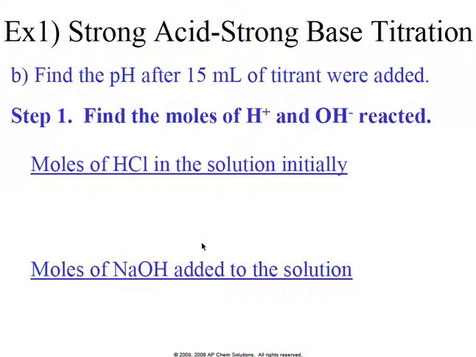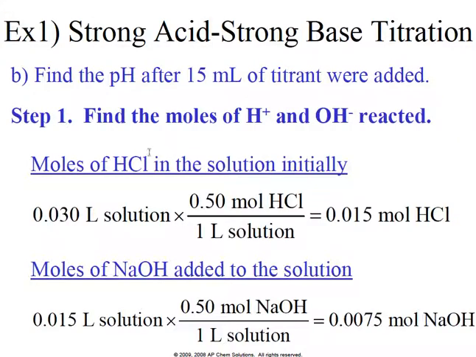Now we're going to find the pH after 15 milliliters of titrant are added. Titrant is basically the base in this case. First, we find out how many moles are in 15 milliliters of the OH-. So we have a 0.03 liter solution, 0.5 moles over 1 liter. This is molarity, right? That means we have 0.015 moles of HCl. If we add 15 milliliters of the titrant at 0.5 molar, we produce 0.0075 moles of NaOH. This amount of NaOH is going to cancel a certain amount of the HCl, neutralizing the H+ that is released when the HCl breaks up.